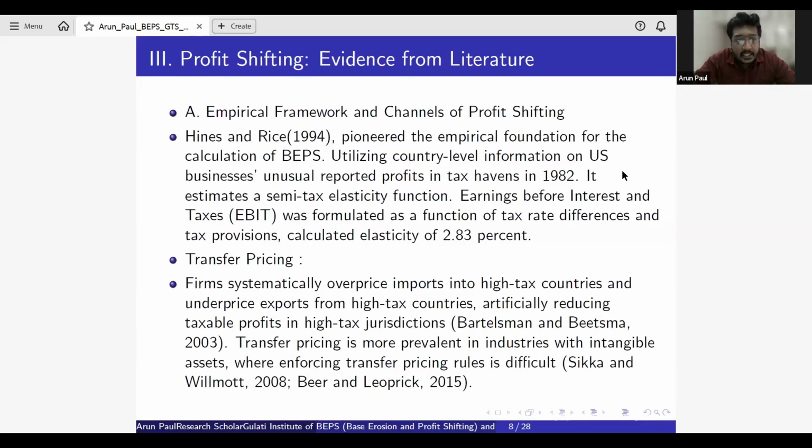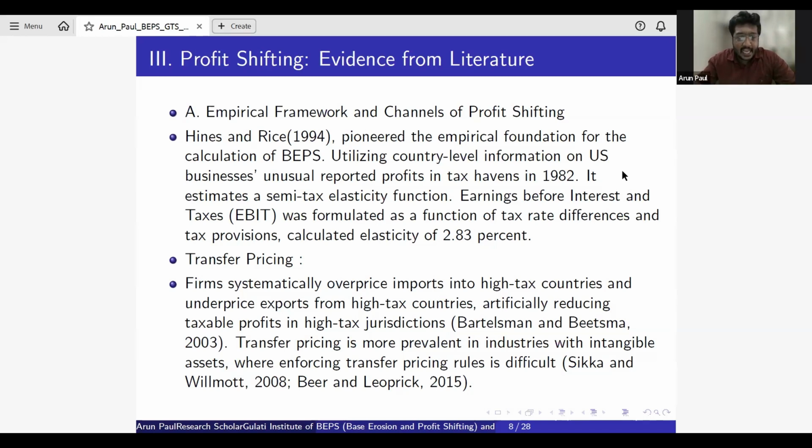And coming to the literature, the Hines and Rice 1994 paper pioneered the empirical foundation for the calculation of base erosion and profit shifting. They calculated a ratio known as the semi-tax elasticity, which means the percentage change in profit reported in response to the change in corporate tax rate. And they found the abnormal profit reported by US companies in tax havens in 1982, and found a tax semi-elasticity of 2.83%.